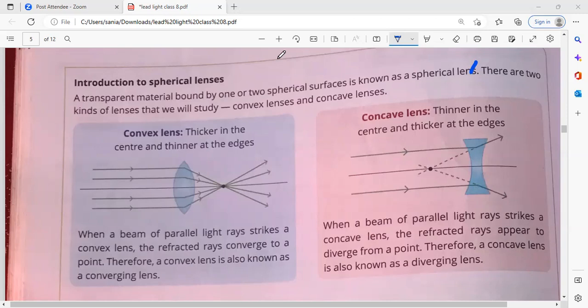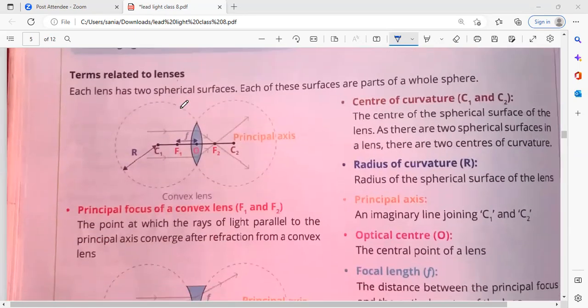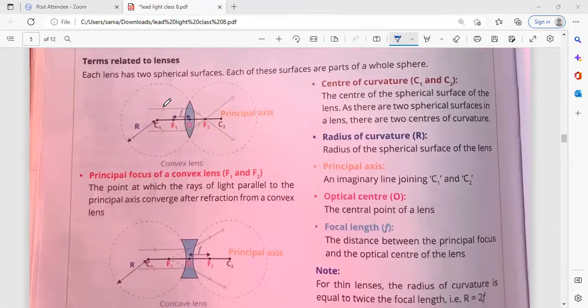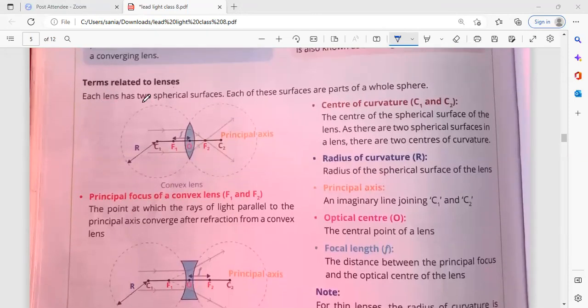Ma'am, written. Okay, Swar. After this, you have to remember these terms which are related to lenses. Very, very important. Even you will draw the diagram. Each lens has two spherical surfaces. Each of the surfaces is part of a whole sphere. So there are two spheres, like one is this and one is this.